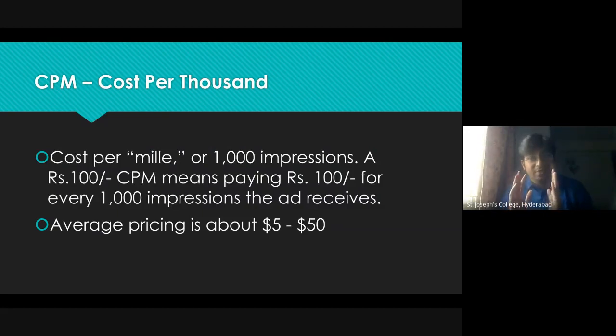So for such impressions, it would be billed for every 1,000 impressions, multiples of 1,000. So when you say a CPM of 100 rupees, it means paying 100 rupees for every 1,000 impressions the ad receives. In today's digital market, the average pricing is about $5 to $50 for a CPM. So for every thousand, the advertiser has to pay to the service provider.